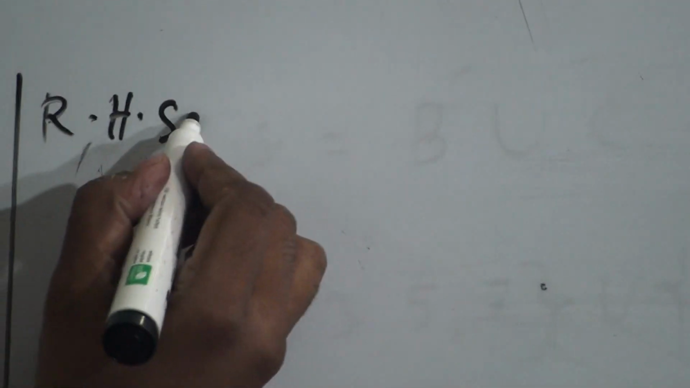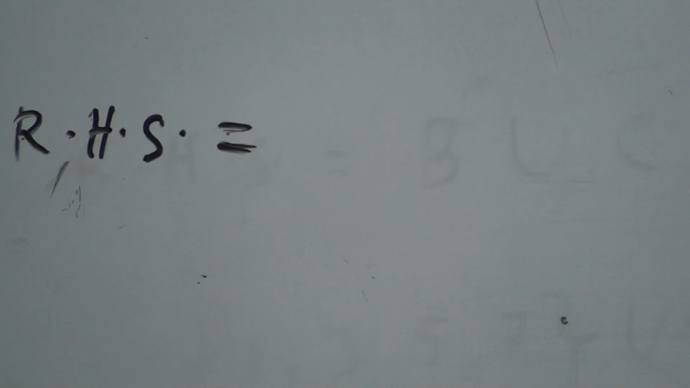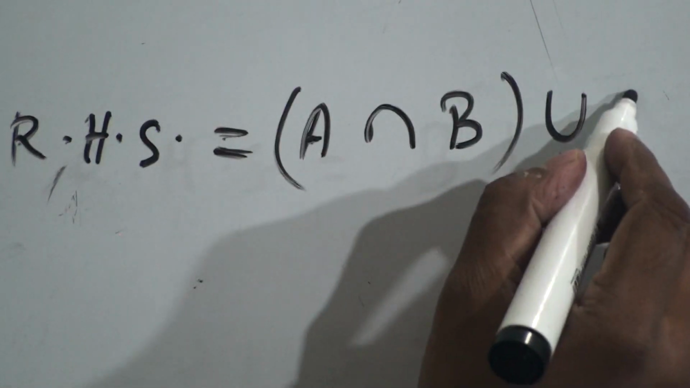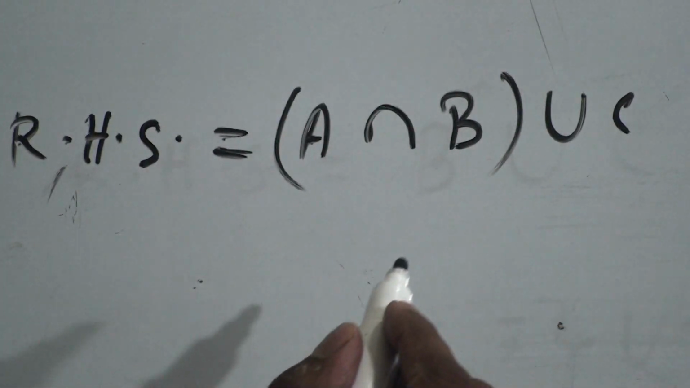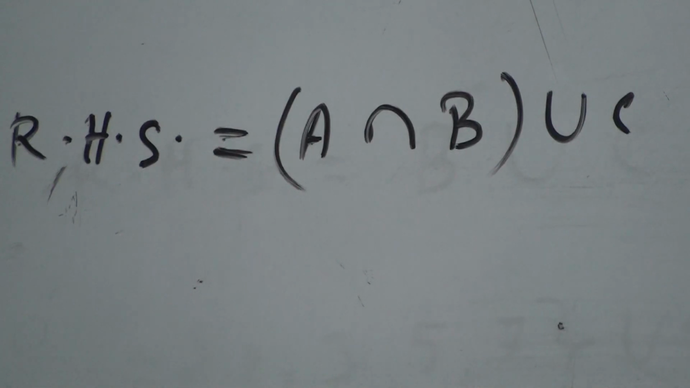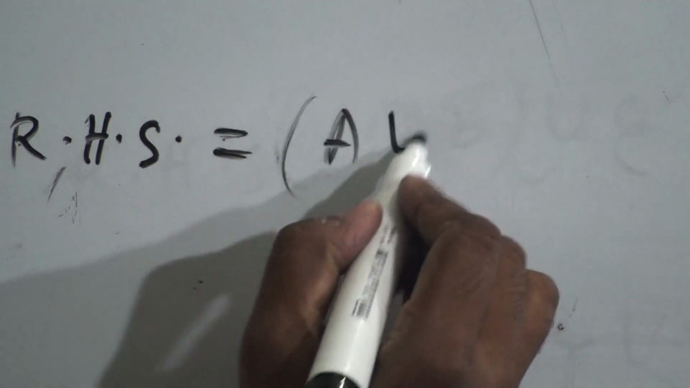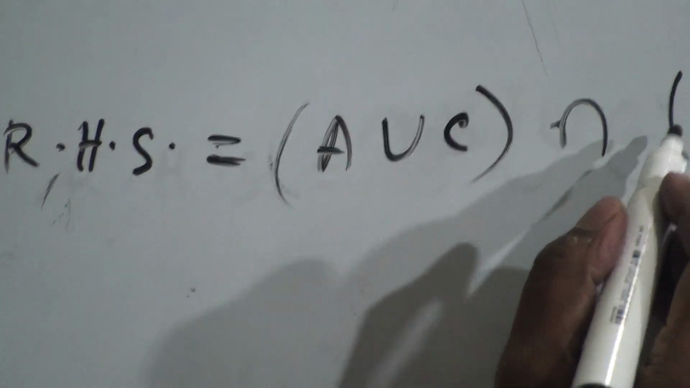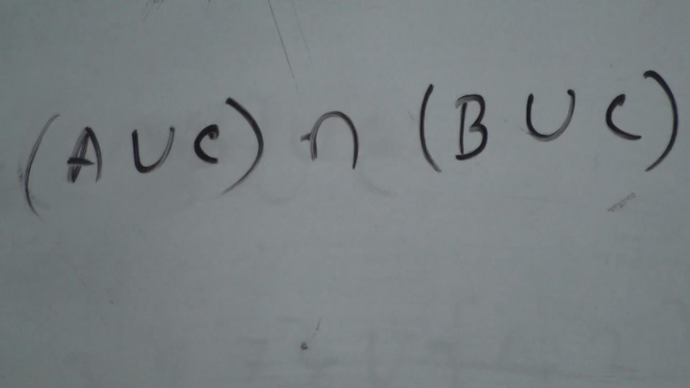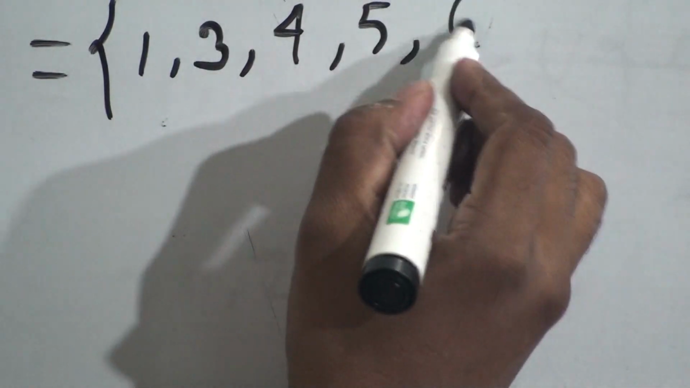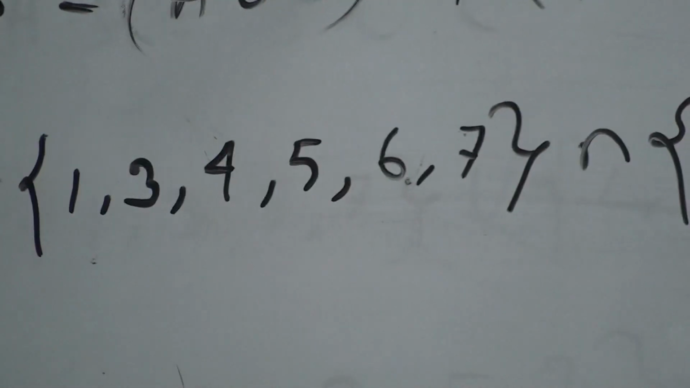Sorry, right hand side is A union C intersection B union C. Now value of A union C is 1 3 4 5 6 and 7. Intersection value of B union C is 2 3 4 5 6 7.